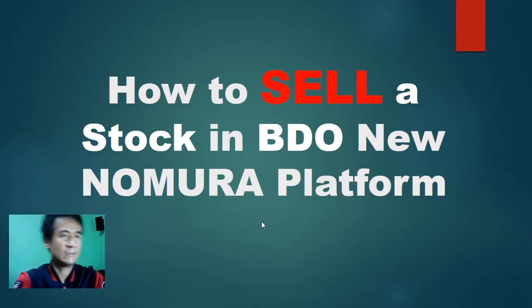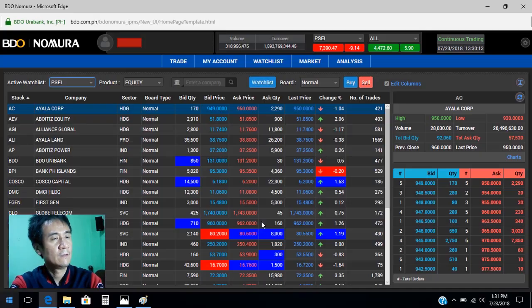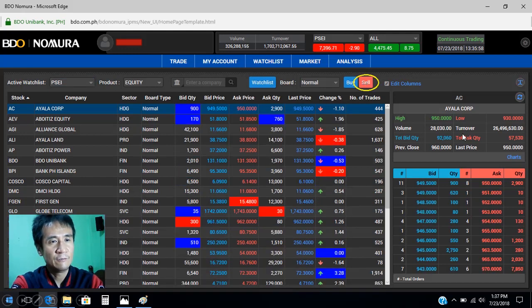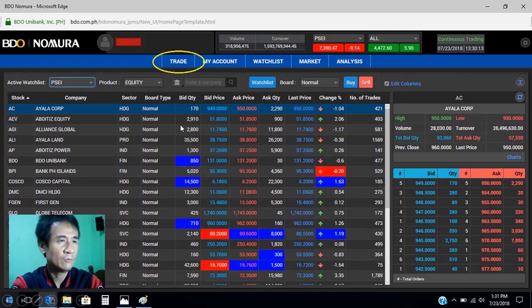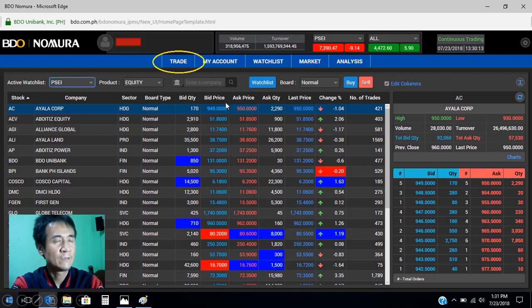So the next is how to sell a stock in BDO New NOMURA platform. So paano nga ba tayo magbenta ng stock sa BDO New NOMURA platform? So again, we will go to trading platform again. So in order for you to sell, again, there are two clicks or two options. You have to click it here, sell, or you have to click it, trade. So again, the sell or the trade. So in this example, we will click the trade.